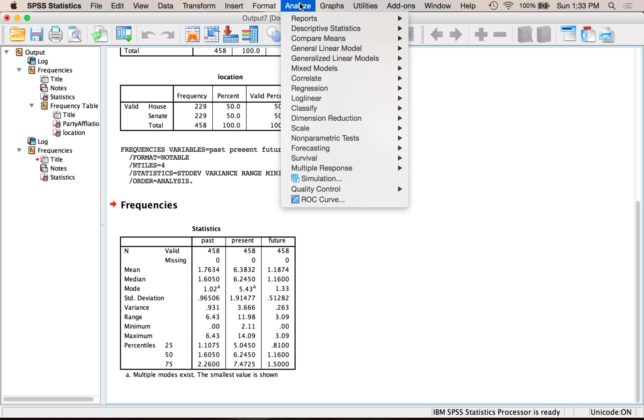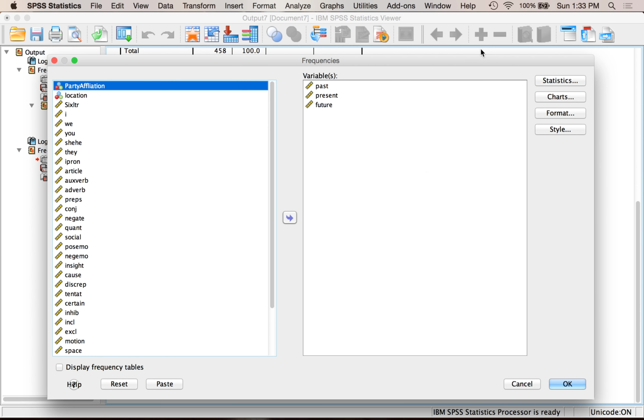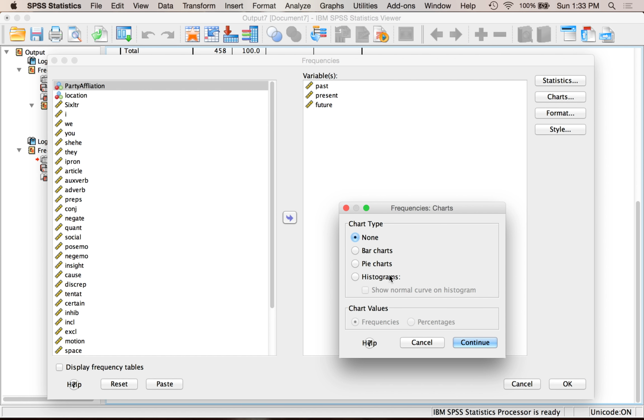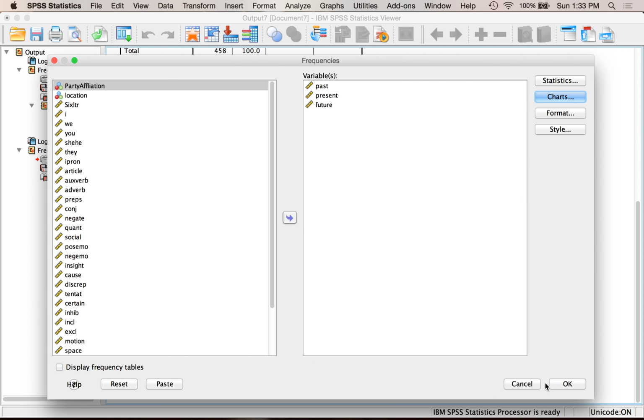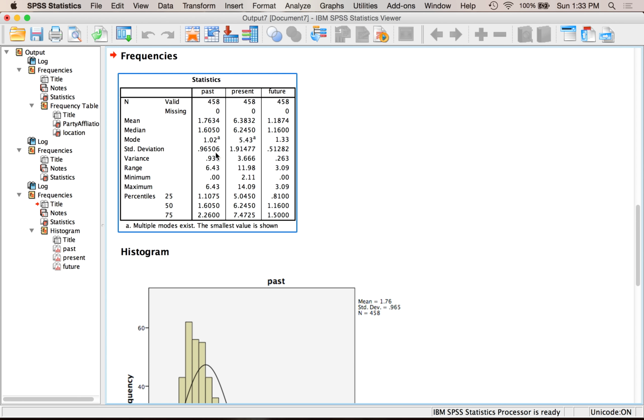So analyze, descriptives, and then frequencies. Click on charts. Let's ask for histograms and show normal curve. Continue, and OK. It's going to repeat this box because I asked for it again. Now under past tense, it told me the mode was 1.02.